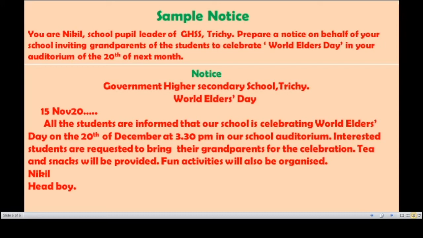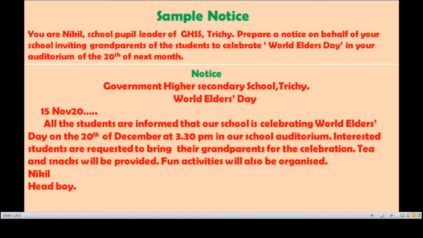He has to prepare a notice on behalf of all the students of the school. Why does he have to prepare a notice? Because it is to invite grandparents of the students. That is the main purpose. Why? Because on the 20th of next month the school is going to celebrate World Elders Day, so the grandparents of the students are to be called for that function. For that the school pupil leader Nikhil has to prepare a notice on behalf of the school.